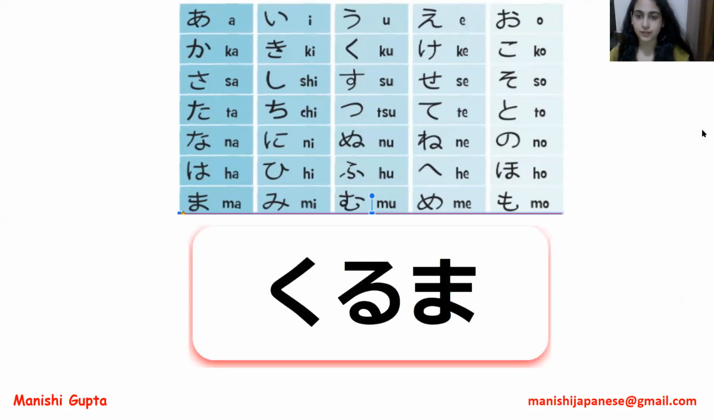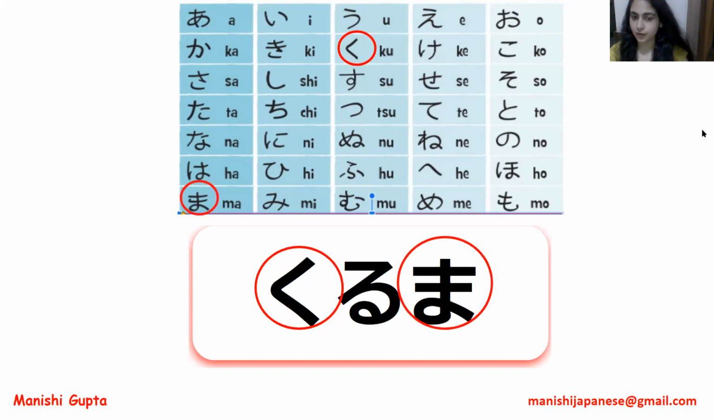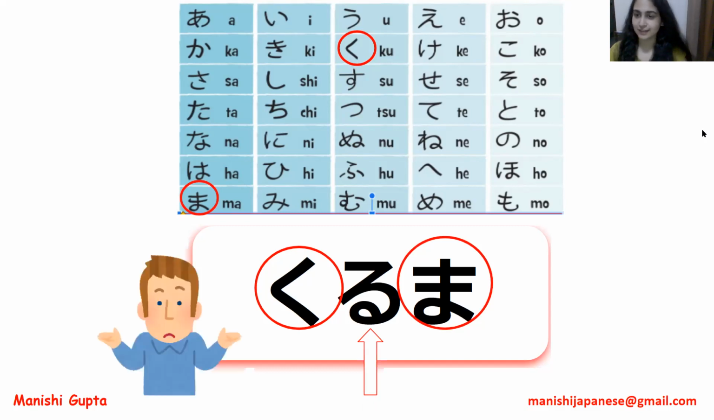Okay, so this is a word. Let's see if you can read this word. Okay, maybe you are able to figure out the first character, which is ku, and the last one, which we've done in the previous video, which was ma. So this is ma. Okay, no idea about this one? No problem. By the end of this video, you'll be able to get this word.